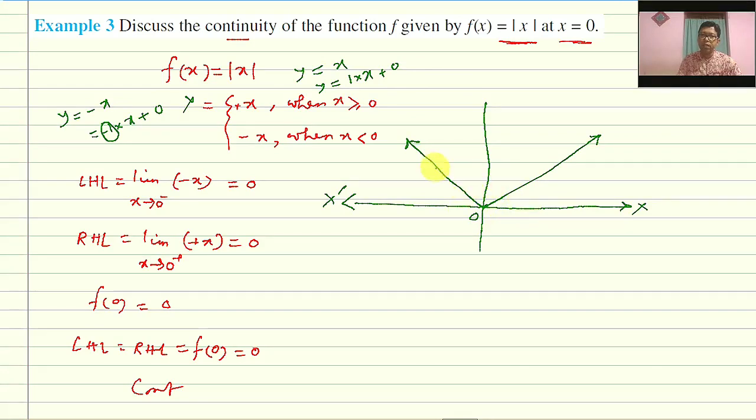And observe carefully, these are two parts of straight lines actually, and it can be freely drawn at the point x is equal to 0. So the function is continuous everywhere, not only at x is equal to 0. Okay, so the function is continuous on R. Next.